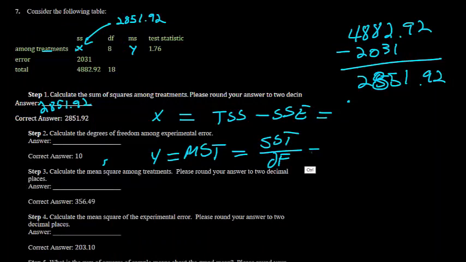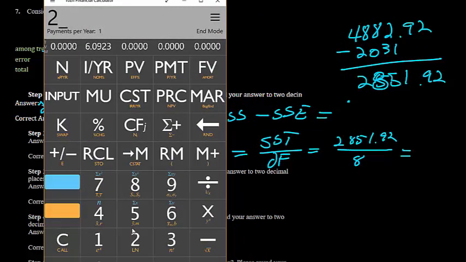All right, so how do I calculate that out? I have the expectation here: 2851.92 divided by the degrees of freedom, which is 8, and that should give me, wait, am I in the right place? I feel like I skipped one. Oh, I did, I skipped 2. All right, well, this is this guy. Let's go get our fancy calculator. 2851.92 divided by 8 equals 356.4.